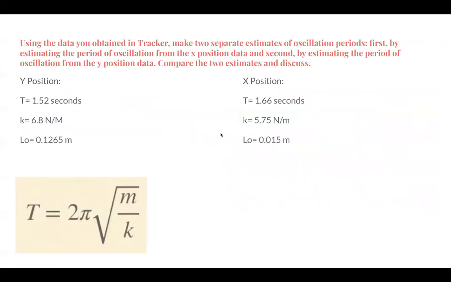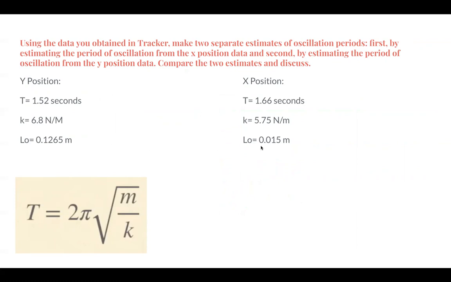Awesome. Next up, it says using the data you obtained in Tracker, make two separate estimates for the oscillation periods. First, by estimating the period of oscillation from the x position data, and by estimating the period of oscillation from the y position data, and compare your two estimates and discuss.